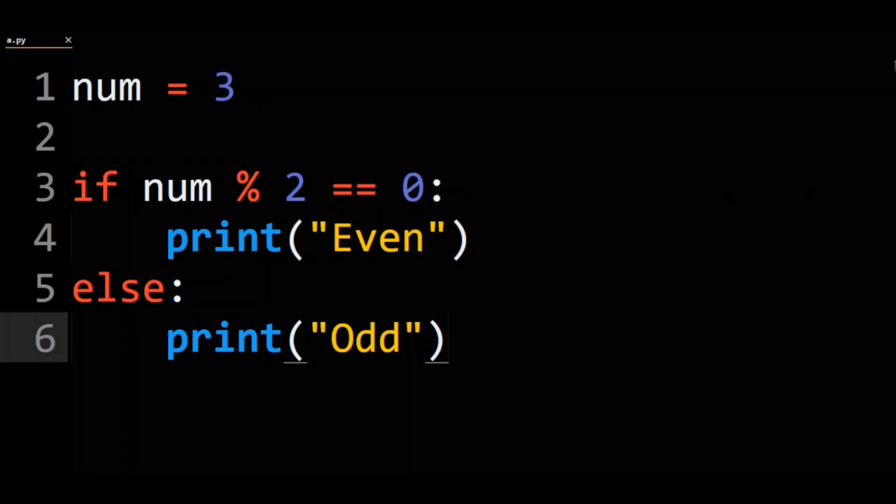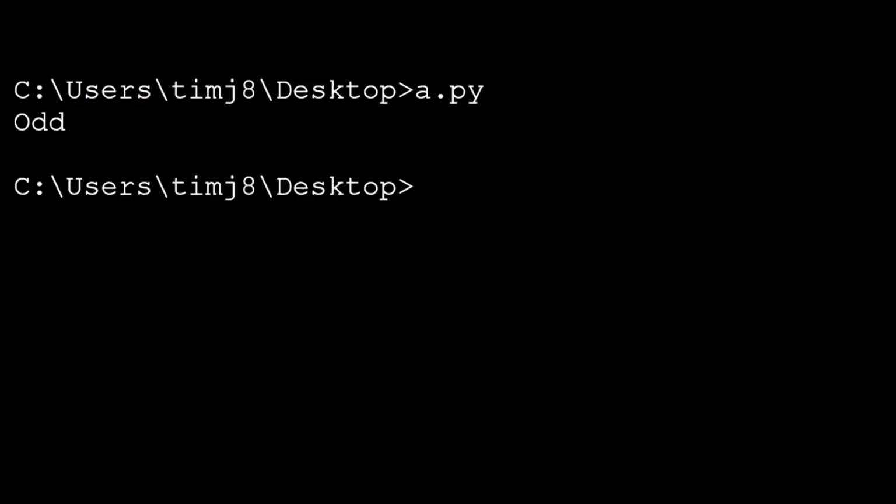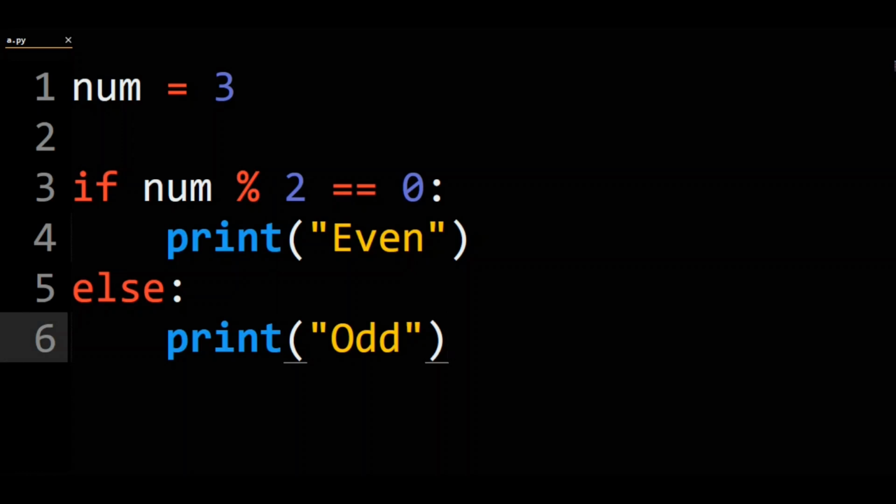If we run this code, we'll see it prints odd, but not even. That is because the condition of num mod 2 equaling 0 was false, so the code in the else branch ran. For another example, throw back to middle school math.